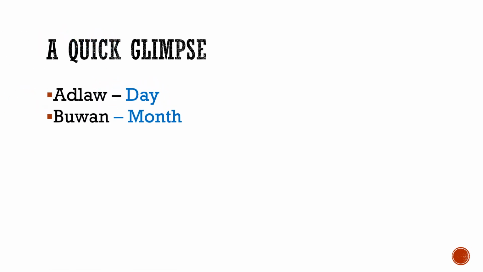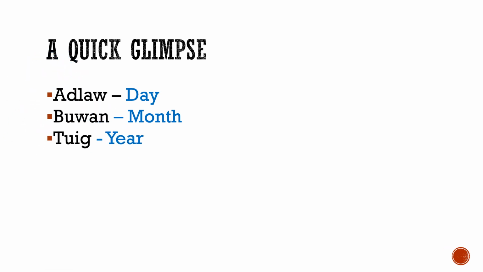So this one is just a quick guide for you. We have adlaw. Adlaw means day. Buwan, it's month. Now buwan can also be translated in a different meaning. So if you say buwan and you're referring to buwan that you see in the sky, that's actually the moon. So buwan could be the moon, or buwan, that's the month.